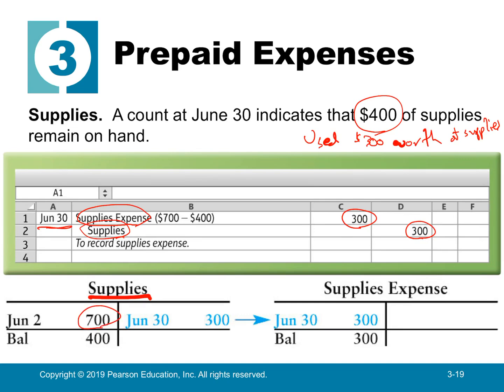We started with 700, right? We used up 300. Now we're left with 400. And this used up 300 went to an account, supplies expense, right? Stockholders' equity account. It's an expense account. Contra. So we are increasing it by debiting it 300.